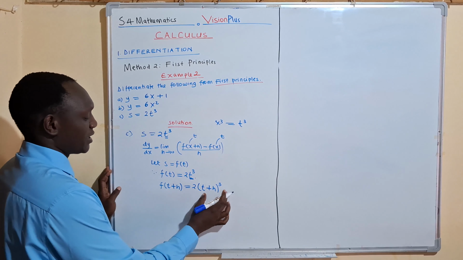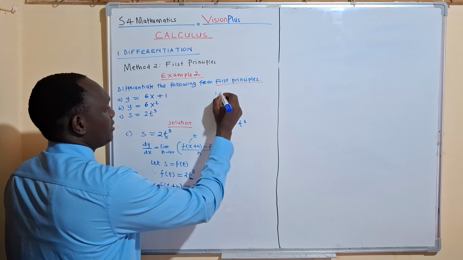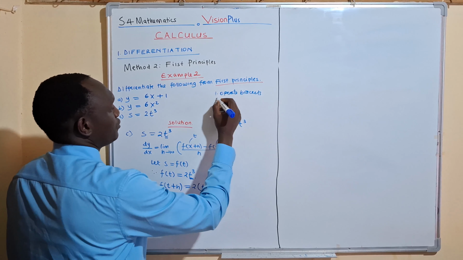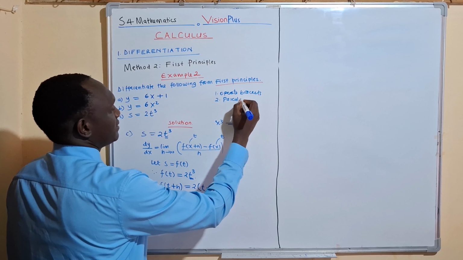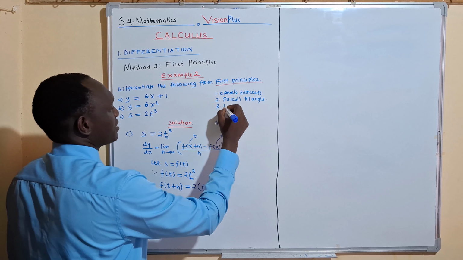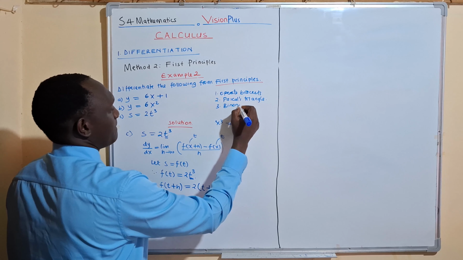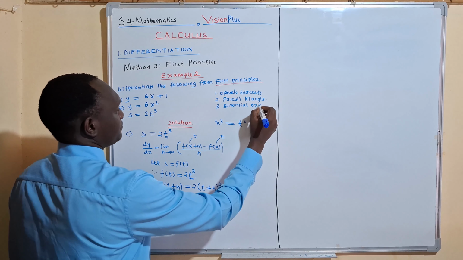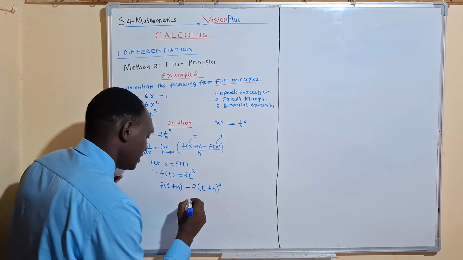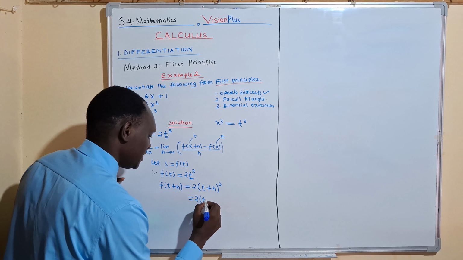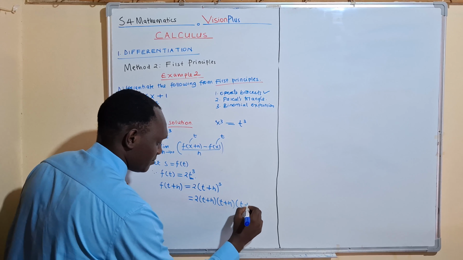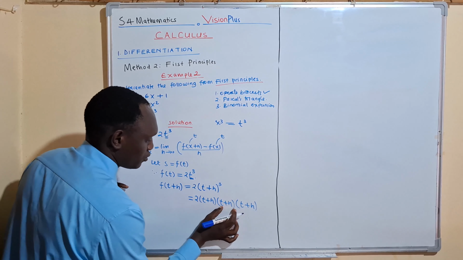Now we need to expand this using any of the methods. One, you can operate the brackets; two, you can use Pascal's triangle, also called the addition triangle; and three, you can use binomial expansion. But for now, let me operate the brackets. This means it is 2 into t plus h times itself again, t plus h times itself again, t plus h three times. 1, 2, 3.